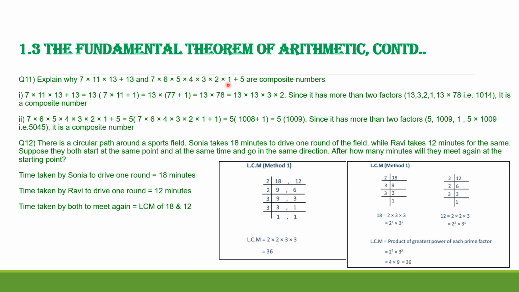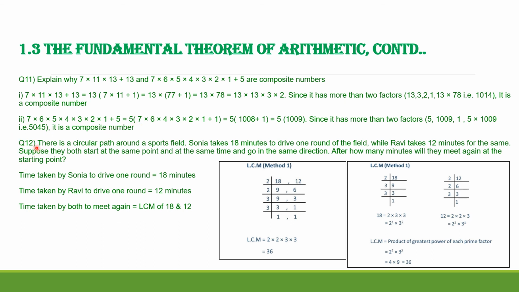Similarly, for the other set of numbers, we again represent it in the form of 5 and then everything inside the bracket. Then 5 into (1008 plus 1) becomes 5 into 1009. Since it has more than 2 factors, it has 5 as a factor, 1009 as a factor, and 1 as a factor, we can say that it's a composite number.